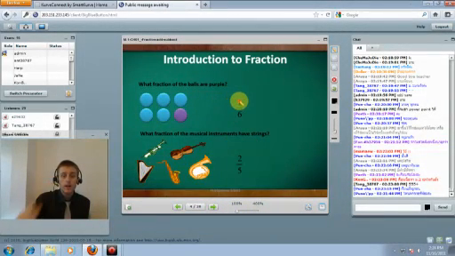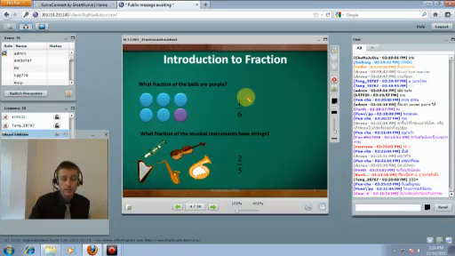What fraction of the balls are purple? Well, the first thing we do is we count how many parts there are. 1, 2, 3, 4, 5, 6. So the denominator is 6. What fraction of the balls are purple? Well, there's only 1 purple ball. So the numerator is 1. 1/6 or one sixth.